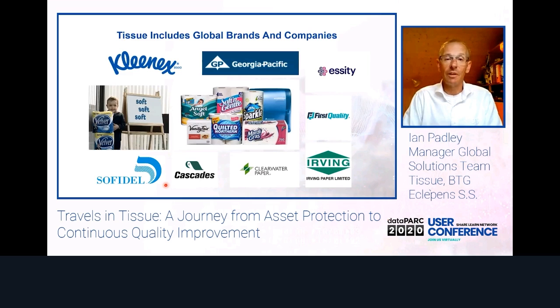The tissue industry includes some truly global companies such as Kimberly-Clark, Georgia-Pacific, Essity, and here in North America, important players such as First Quality Tissue, Irving Paper in Canada, Clearwater Paper, Cascade again in Canada. And a bunch of tissue grades are here that you'll be familiar with. Velvet is a major UK brand where I'm located, and we have a number of very important Georgia-Pacific brands here. I'm sure many of you in the audience will know and use these brands very well.